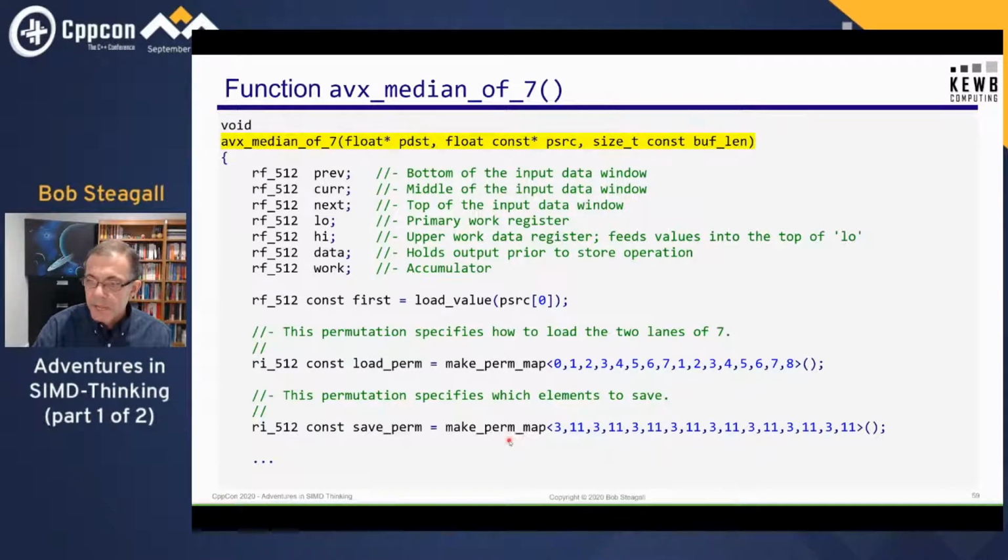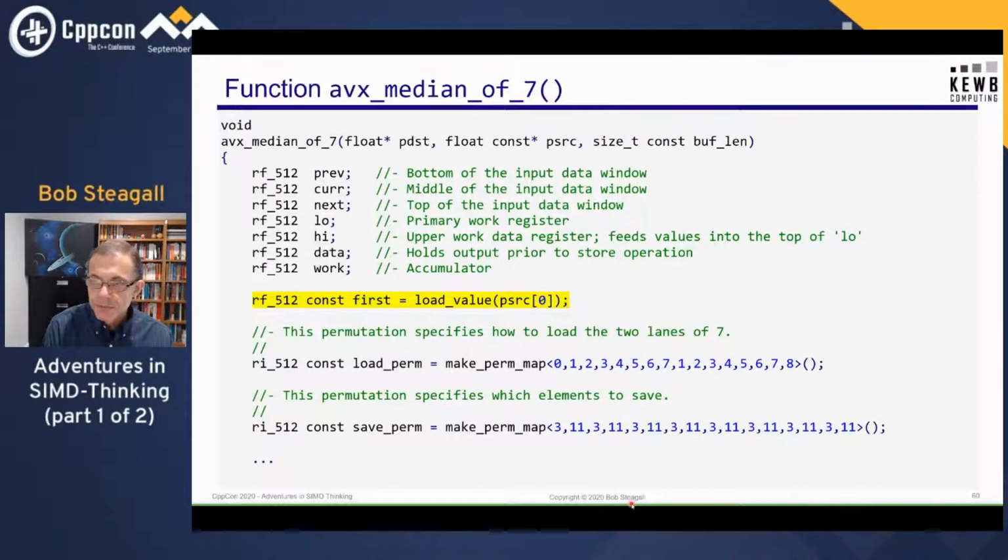There's another permutation map that I call the save permutation. And you'll see that it's full of these weird numbers, 3 and 11. The significance of those numbers will become clear when we actually see an example in the diagrams. But keep in mind, they're pairs, 3 and 11.